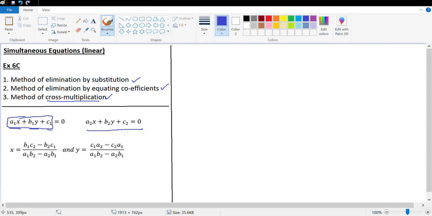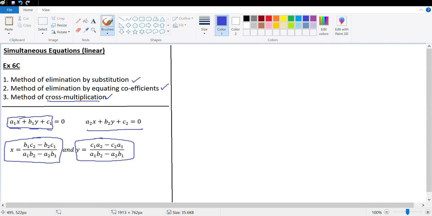After you put the values on the same side and put the equation in this form, these are the two formulas used for calculating the value of x and y: x is equal to b1c2 minus b2c1 upon a1b2 minus a2b1, and y is equal to c1a2 minus c2a1 upon a1b2 minus a2b1.